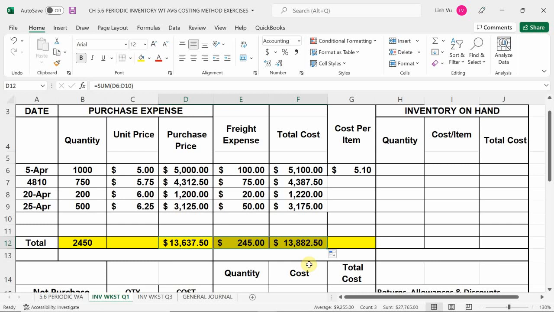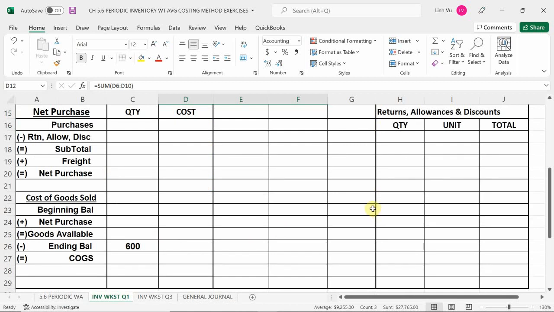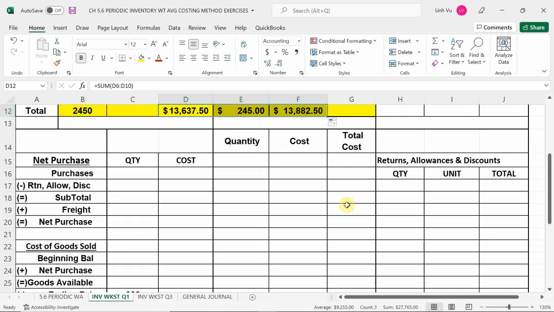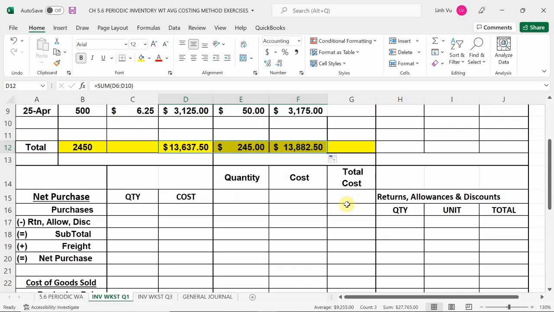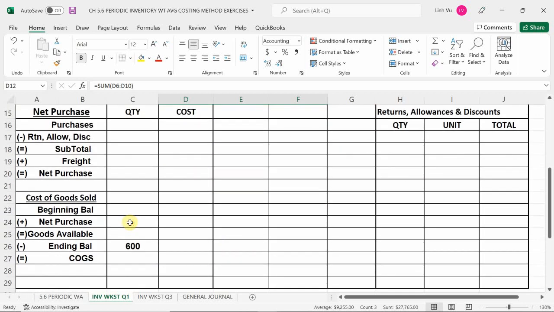Giving me a grand total cost of $13,882.50. So in this case, since we don't have beginning inventory, you can solve for your average cost per item right here because we don't have a beginning balance. Or you can choose to wait till we reach the end where we get our goods available. It's up to you. At the end of the day, you're still going to calculate the same exact average cost per item. So I'm going to skip that until we reach our goods available, and then we'll solve it right there.